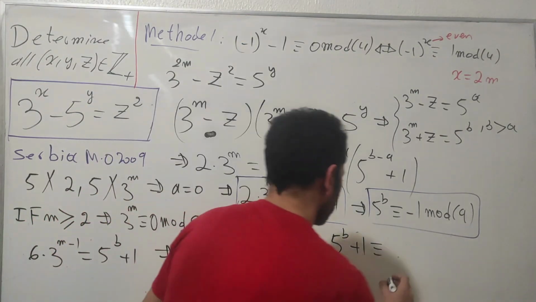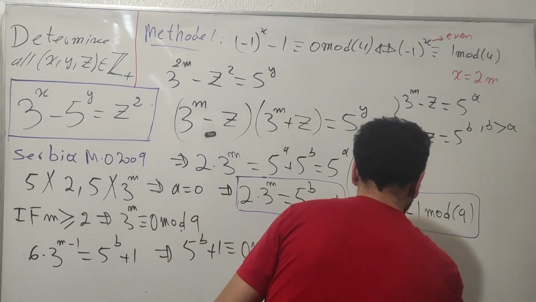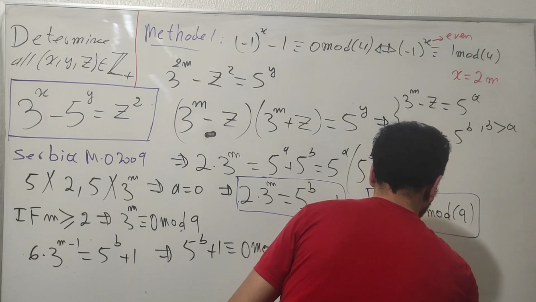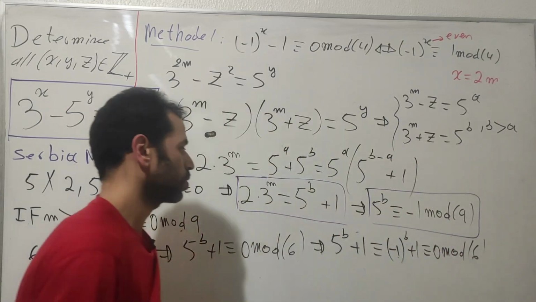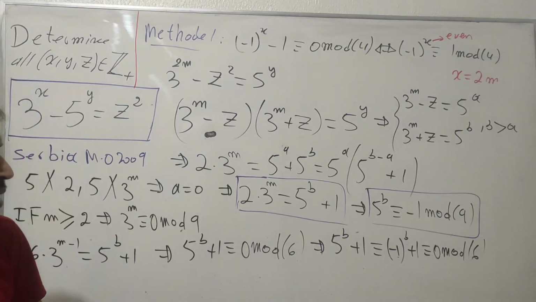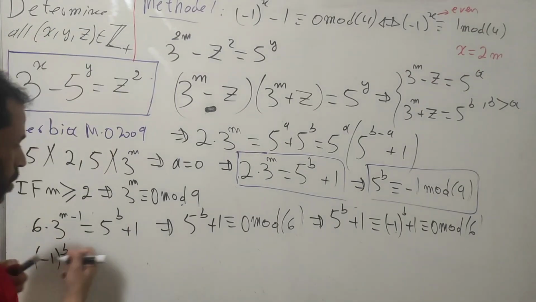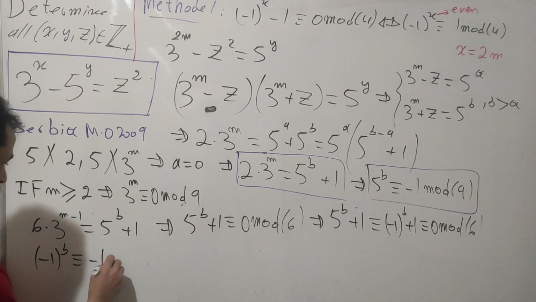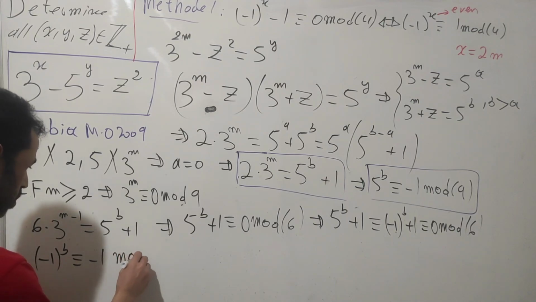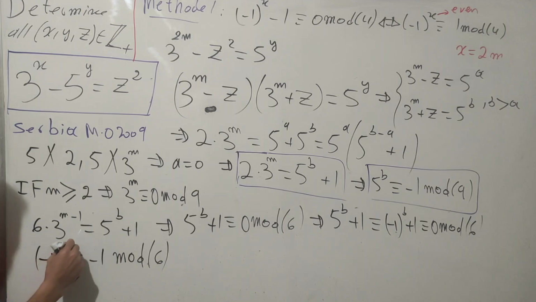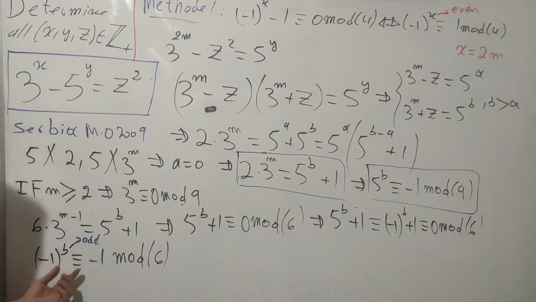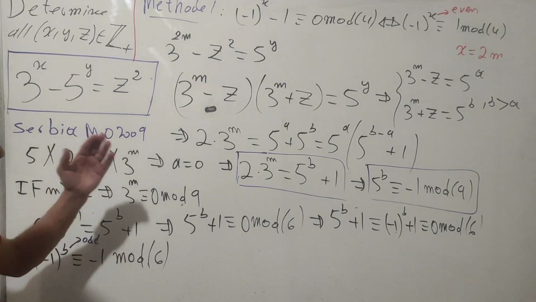So 5 to the b is going to be (minus 1) to the b, plus 1, which is congruent to 0 mod 6, because 5 equals 6 minus 1. I get (minus 1) to the b is congruent to minus 1 mod 6. So b must be odd here, because if b is odd, automatically we have minus 1 here. Now let's get rid of this one and move on to the chart.